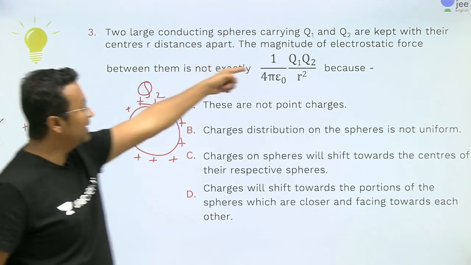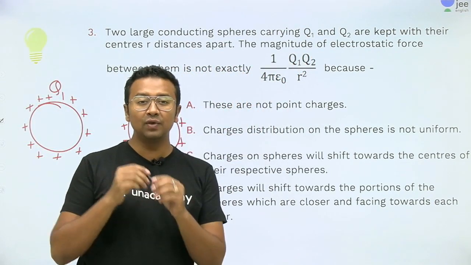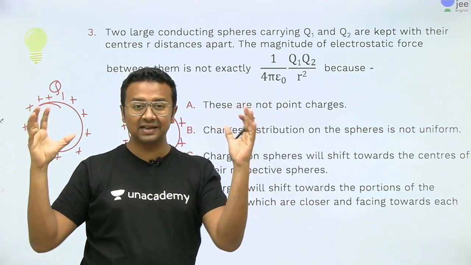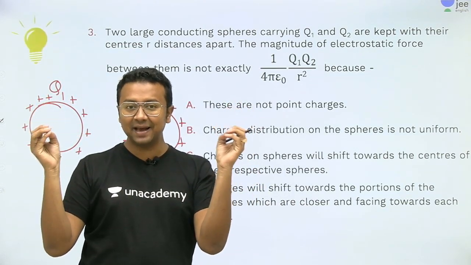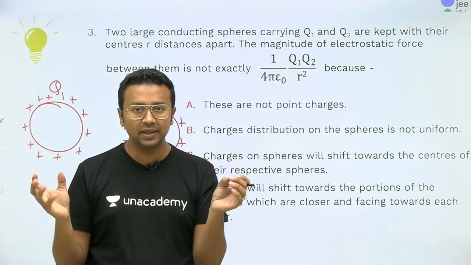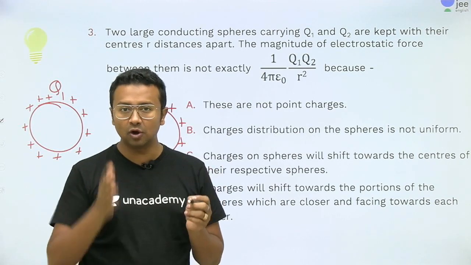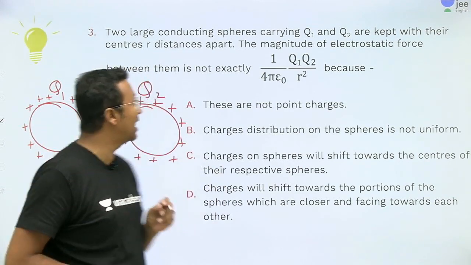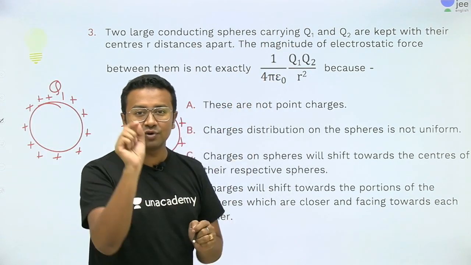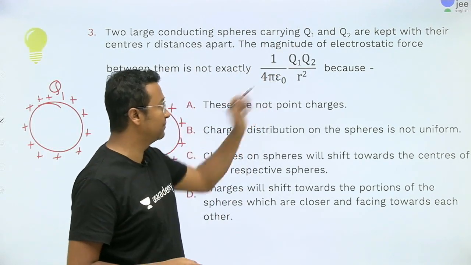Now, the magnitude of the electrostatic force. We tell you all the time, if I have two spherical charges, then I treat them as point charges and find the force of interaction between them using Coulomb's law, that is k Q1 Q2 upon r square, right? But here in the question it is said that the force is not exactly equal to this.